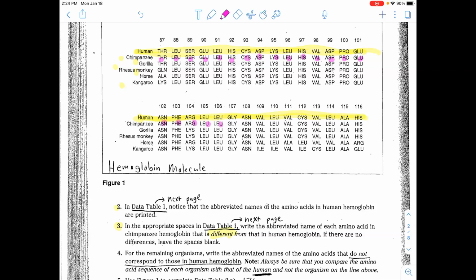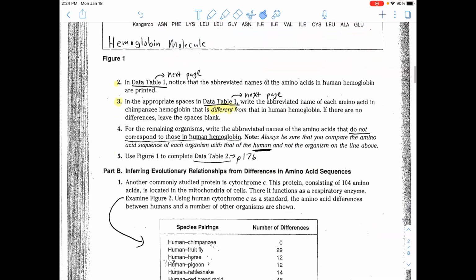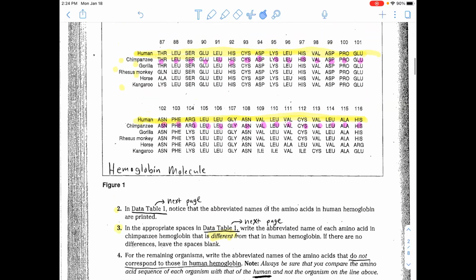Same. So for this protein, you and a chimpanzee have exactly the same info. We don't have to write anything. That's important too. Knowing that everything is the same is just as important as finding a difference. So we checked out the chimpanzee. Now we have to check out the rest of the animals and finish that data table. We're always going to compare it to a human.